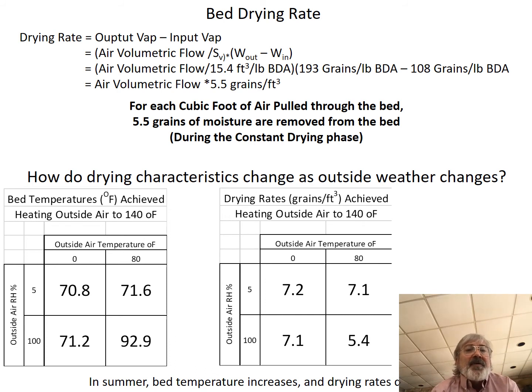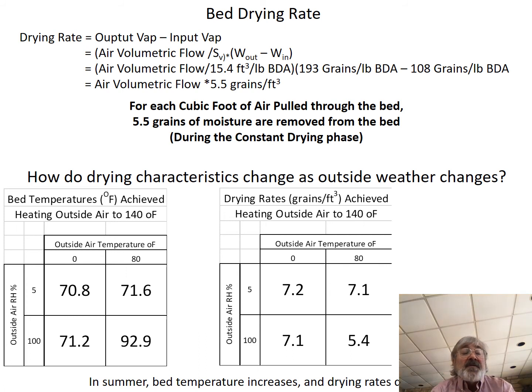So back to our example then, to determine the drying rate, we simply subtract the moisture content in the output from the moisture of the input, and that gives us an answer of volumetric airflow times 5.5 grains per cubic foot. What that means is for each cubic foot of air pulled through the bed, 5.5 grains of moisture are removed from the bed, and that is happening during the constant drying phase. So now I can go back also now and use psychrometrics to find out what's happening when my outside air temperature changes on me.